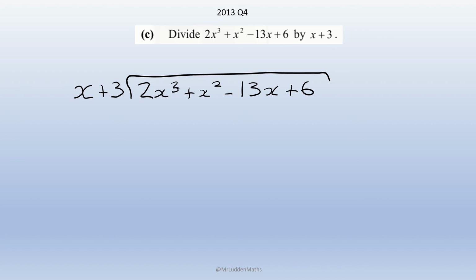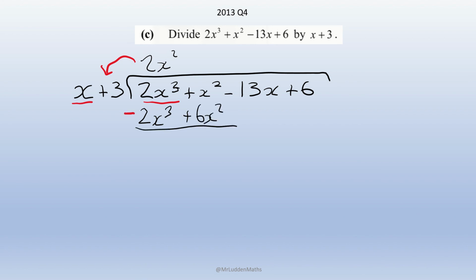All right. I hope you've tried the question. I'm going to start doing this now. Okay. X goes into 2x cubed, 2x squared times. I want to find out exactly how many times it goes in, so I'm going to multiply my 2x squared by all of this. 2x squared times x plus 3 is going to give me 2x cubed plus 6x squared.